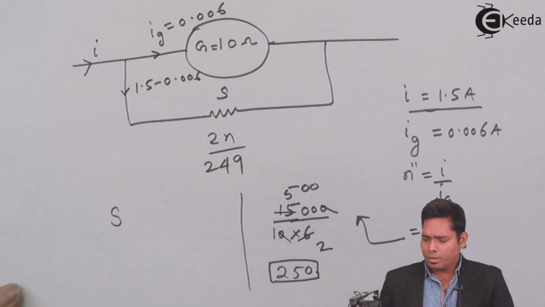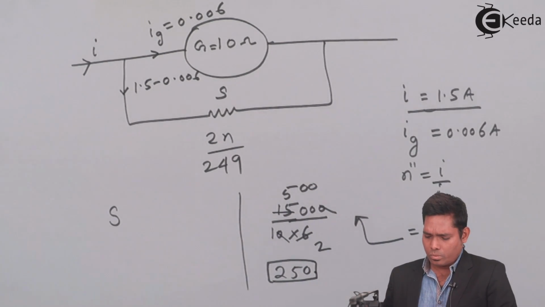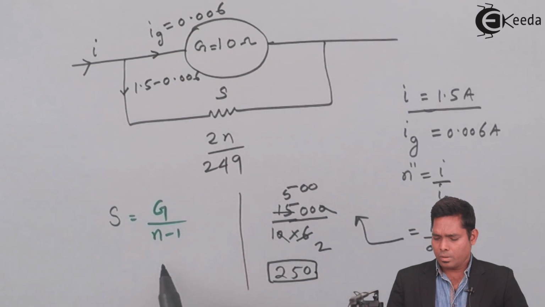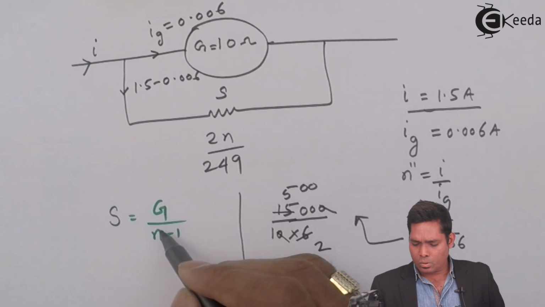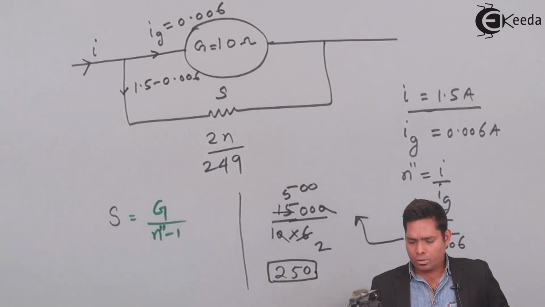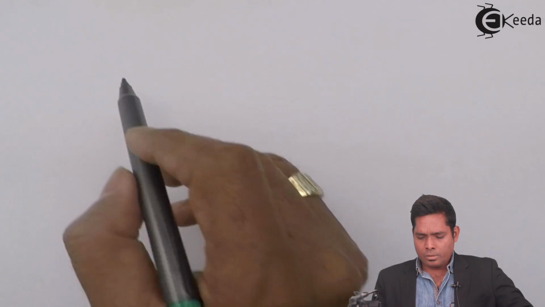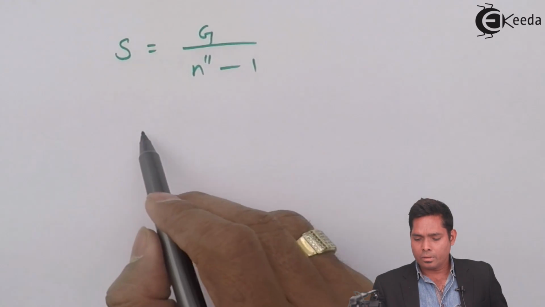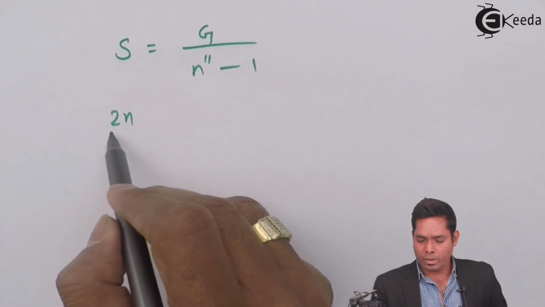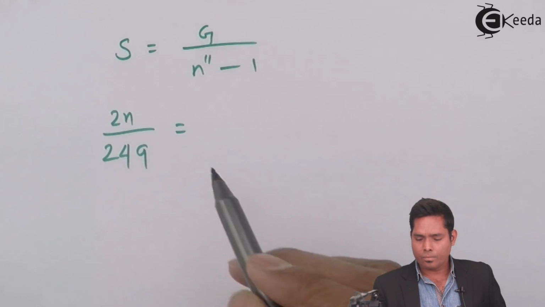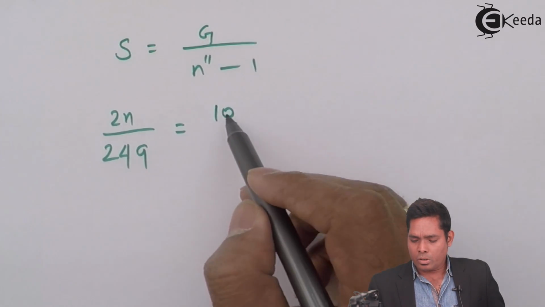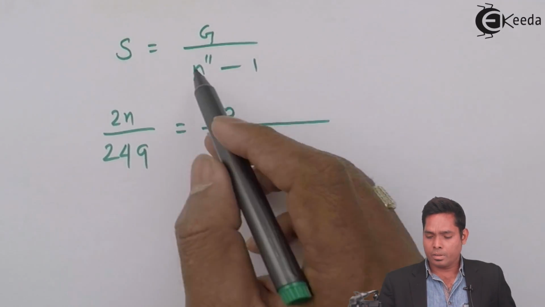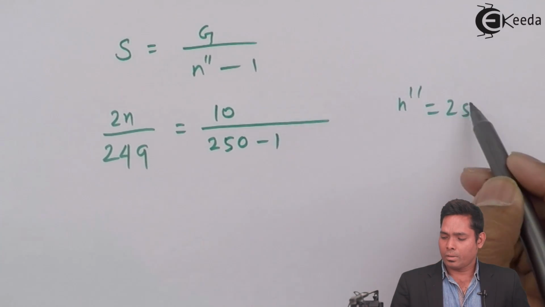So we have the formula. The formula is S equals G over N minus 1. Here N is the number of times it is to be increased, so here it is N double dash. So if I use this formula, S is G over N double dash minus 1. S is given as 2N divided by 249. This G we got, 10 ohm, divided by 250 minus 1, because N double dash we got as 250.